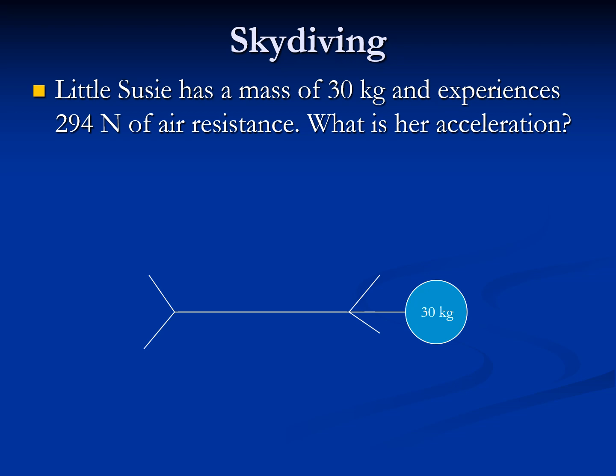Okay, what about this situation? Little Susie has a mass of 30 kilograms and experiences 294 newtons of air resistance. It's the same thing, you guys. 2 forces, gravity and air resistance. Wait, Pizzuto, hold on. Where did the gravity come from? I wasn't paying attention the last 8 slides. F of G equals mg. 30 times 9.8. Bam. Air resistance. Bam.